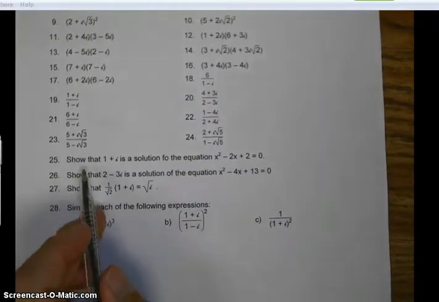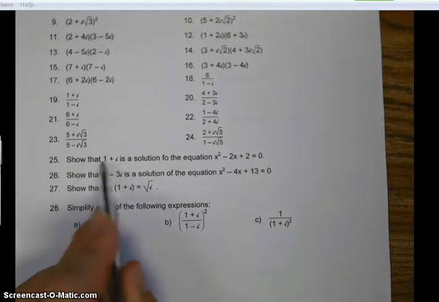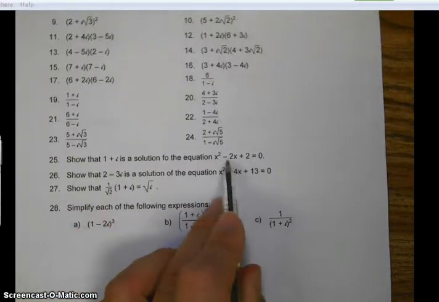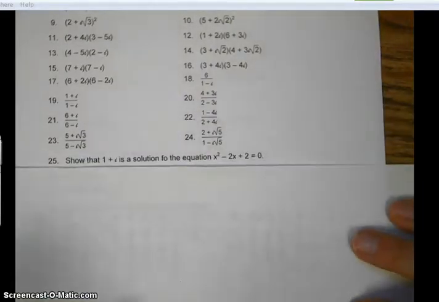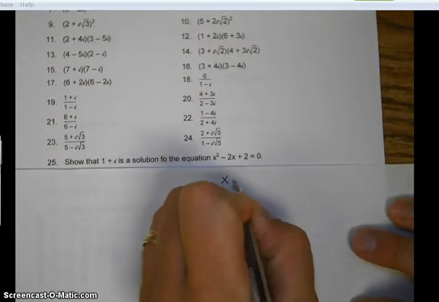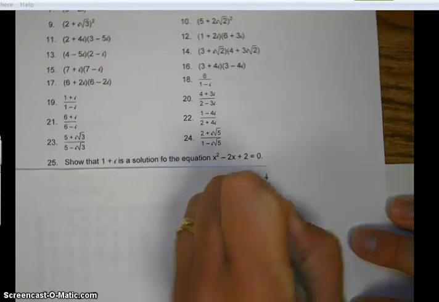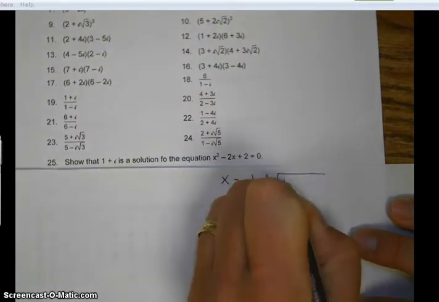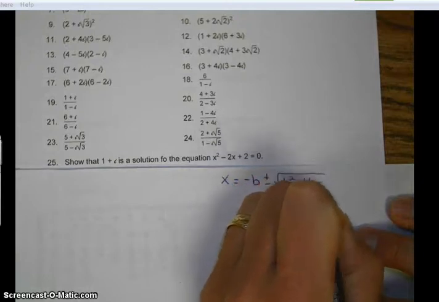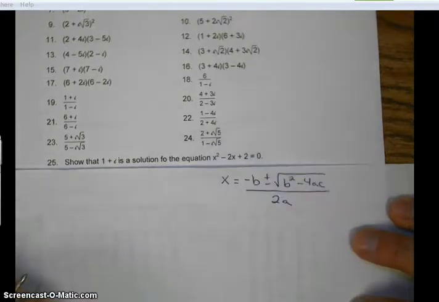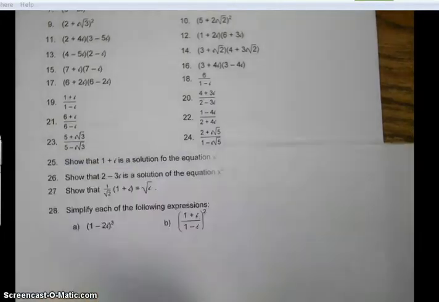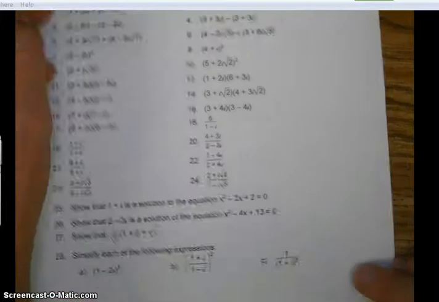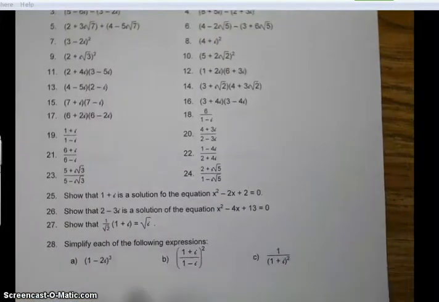So for 25 and 26, it says show that this is a solution to this. So you're going to have to use the quadratic formula on those. And you're going to have to simplify all the way. The quadratic formula is that, where a is 1, b is negative 2, and c is 2. Okay, so you have to do 1 through 28. You're probably definitely going to need to do them on a separate piece of paper.